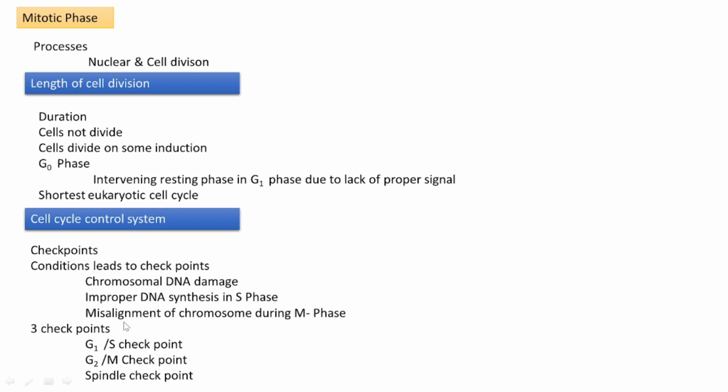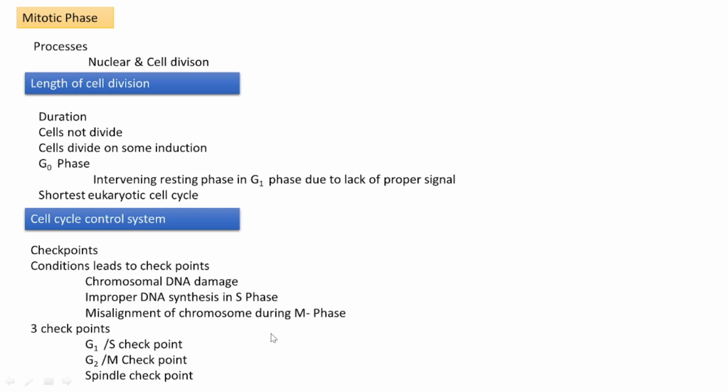Then the third condition is the misalignment of chromosomes during M phase. After finishing the S phase and G2 phase, the cell enters the next phase, that is M phase. During that phase, the chromosomes are equally divided and distributed to the daughter cells. That is happening in the M phase.